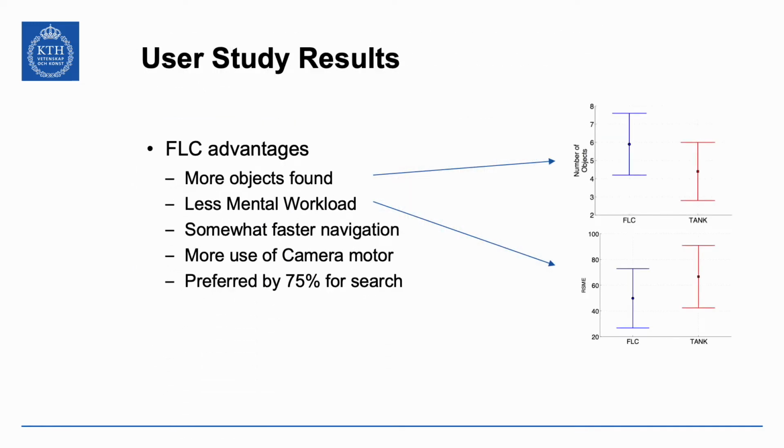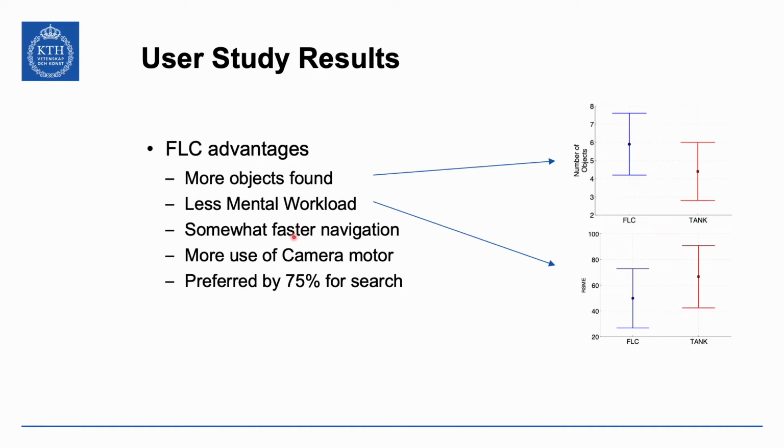So the advantages of FLC and the advantages of tank control were as follows. For FLC, more objects were found. As you can see here, FLC is on the left and tank control is on the right in red. For FLC, we had on average about 6 objects found, whereas for tank control, we had an average of about 4.5. These are standard deviation bars. There was also less mental workload. It's a bit stressful to control robots like this. So the RSME here is a way to measure mental workload. As you can see, we had 50 on this scale for FLC and somewhere about 65 for tank control. So higher for tank control, less mental workload for FLC.